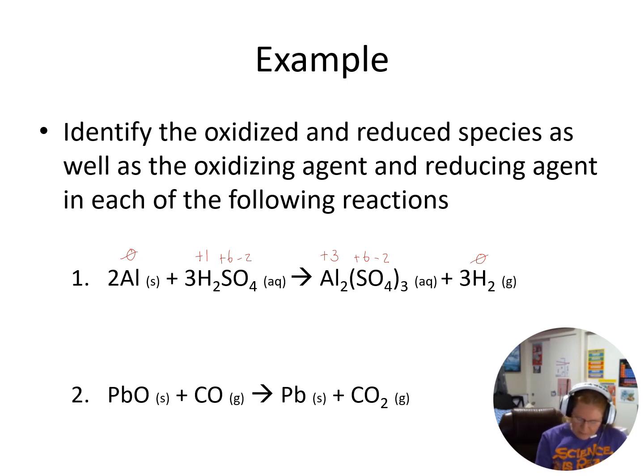Okay, so what happened? Aluminum went from a 0 to a +3. And hydrogen went from a +1 to a 0. So if I'm going from a 0 to a +3, am I getting more positive or more negative? I'm getting more positive, which means I'm getting rid of negative charges. So aluminum was oxidized. And if it's oxidized, it means it's the reducing agent.